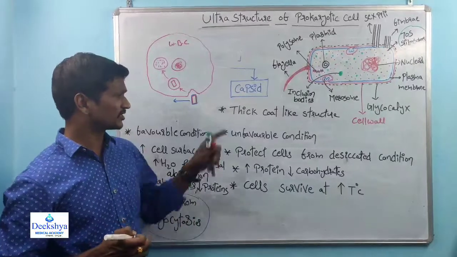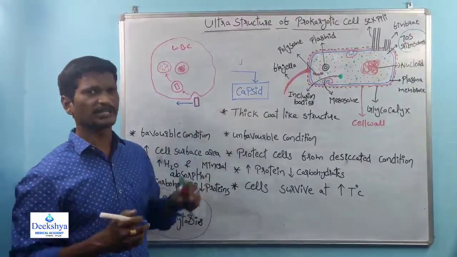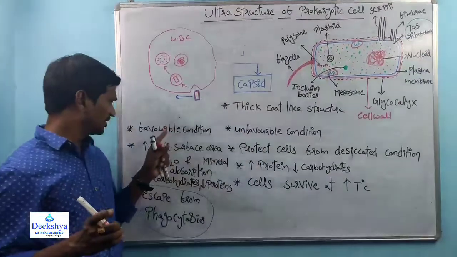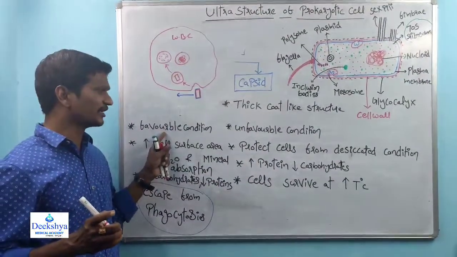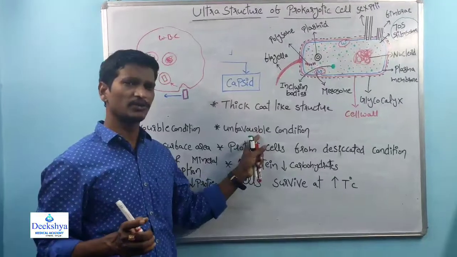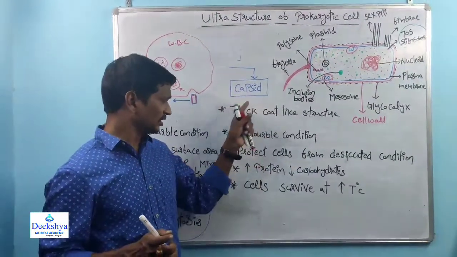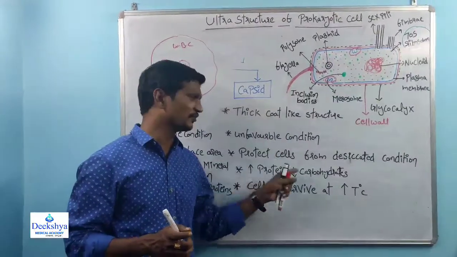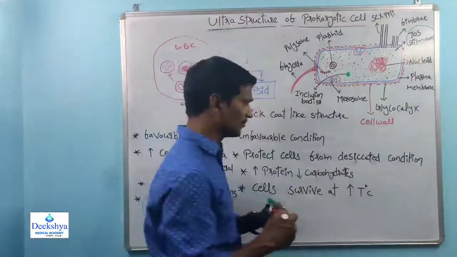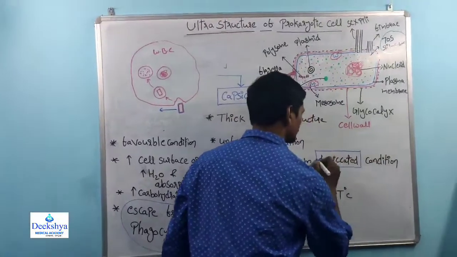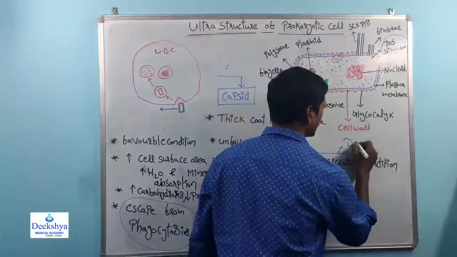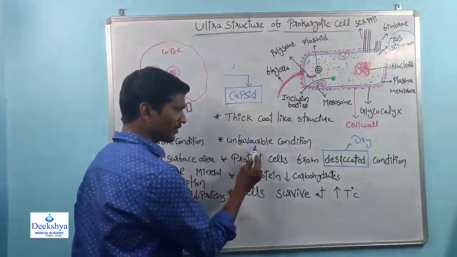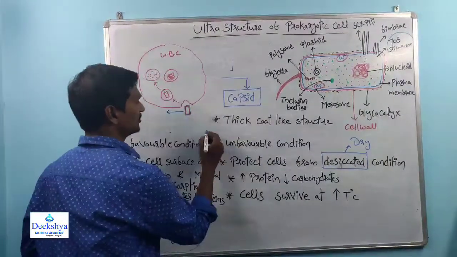Capsid, or rather the capsule, we discussed is a thick coat-like structure. This one is majorly formed during unfavorable conditions. The first one, the S layer, is formed during favorable conditions. This one is formed during unfavorable conditions. The major use of the capsule is to protect bacteria cells from desiccated conditions. Desiccated conditions are nothing but dry conditions. So during unfavorable conditions, around the bacteria, this is the bacteria.